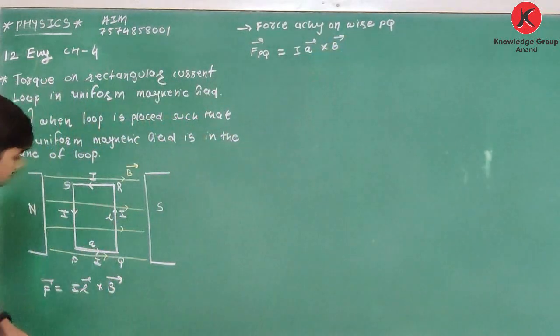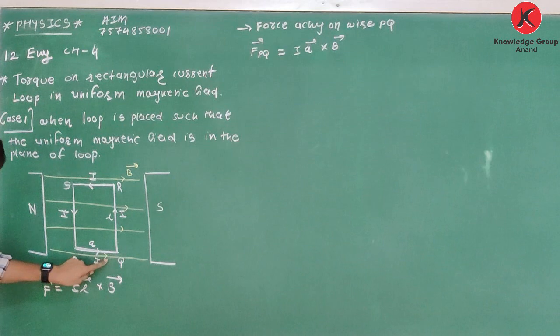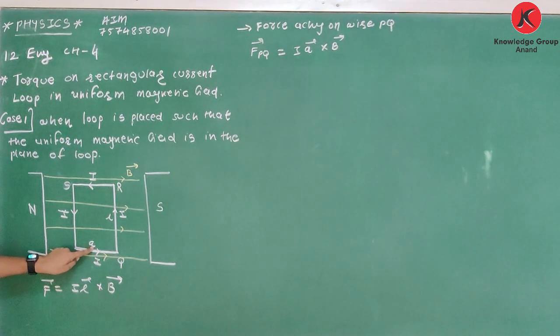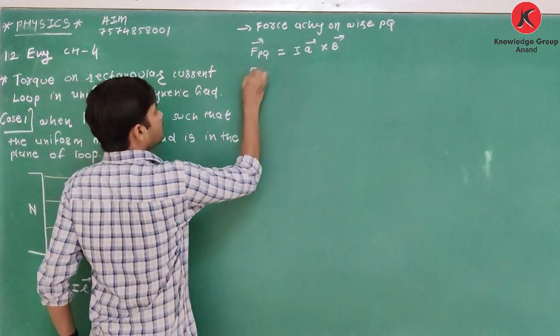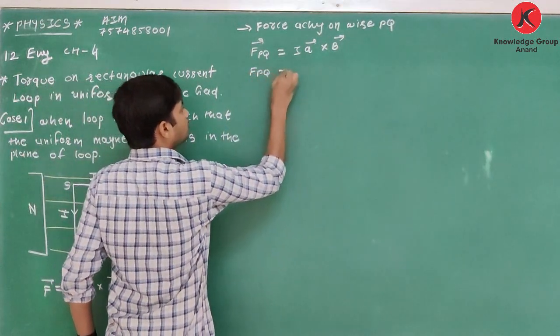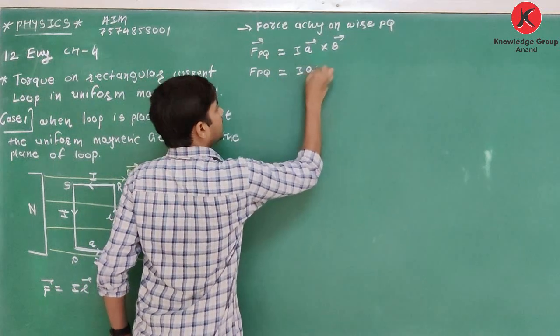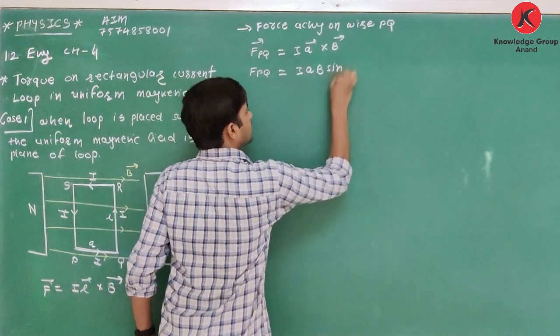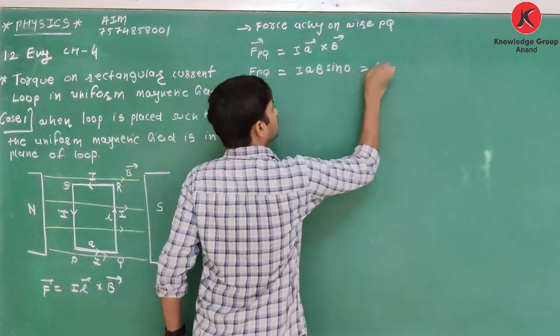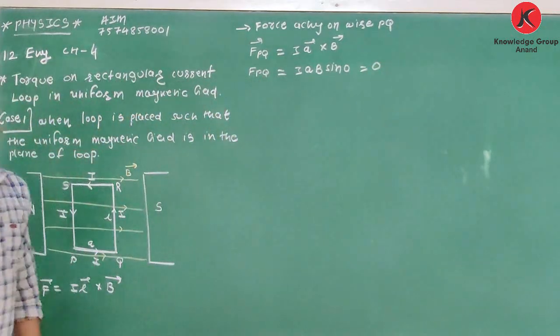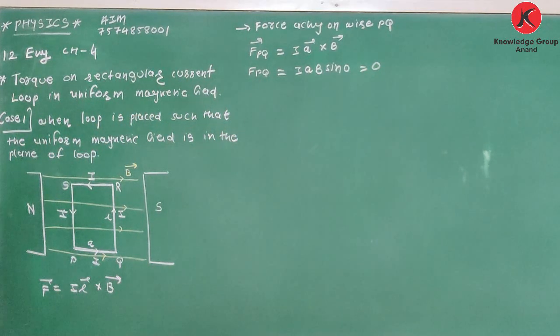Now see, from the figure it is clear that magnetic field B and current I are in the same direction. So if I find its magnitude, F PQ is equal to I A B sine 0, which is equal to 0.